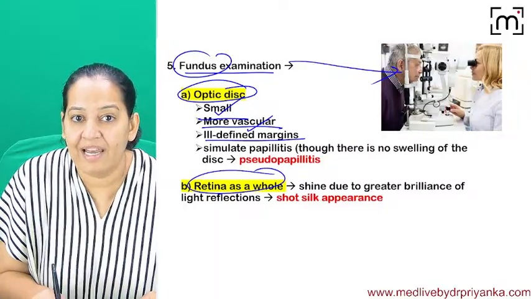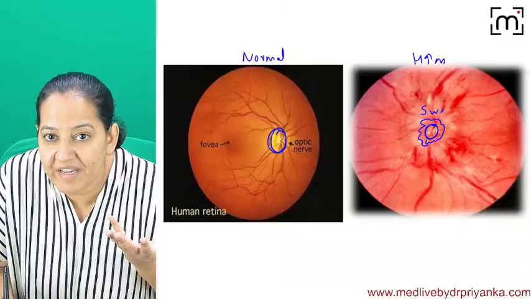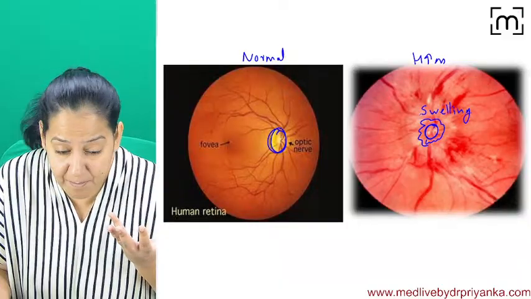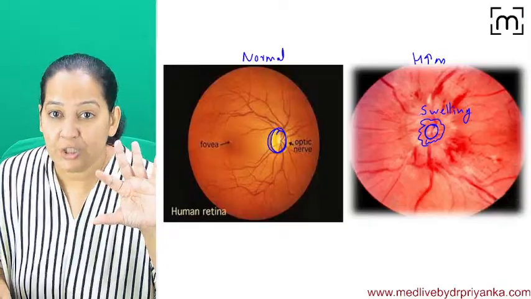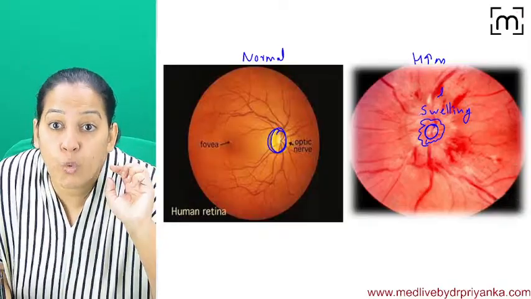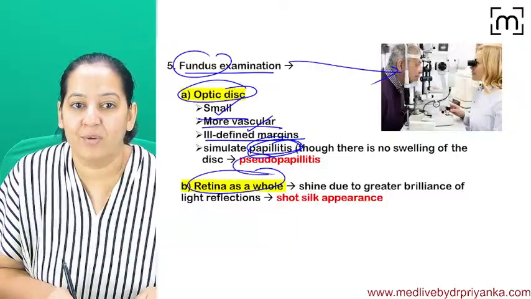It is looking like papillitis. Papillitis means it is swollen. Swelling of the optic disc is known as papillitis. It's a very important topic in retina, and I will teach you papillitis in the optic disc. It is looking swollen, but actually it's not swollen. That's why it is known as pseudopapillitis.